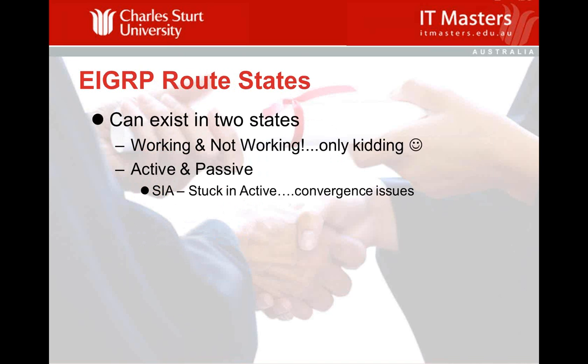Now, one of the great problems of EIGRP is what's called stuck in active. Okay? And that's basically when a router sends out a query packet, but it doesn't receive any reply within 3 minutes. In other words, it can't reconverge. This route is just stuck in active. I don't know where to go. I've got it here, but I know it doesn't work. I don't know where to go.